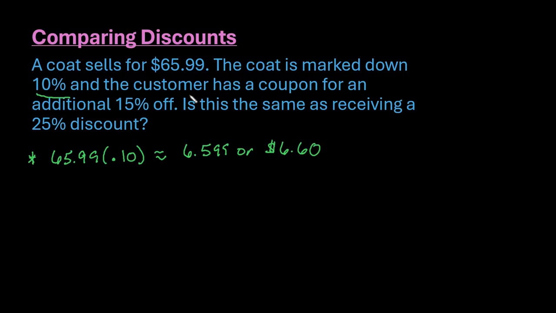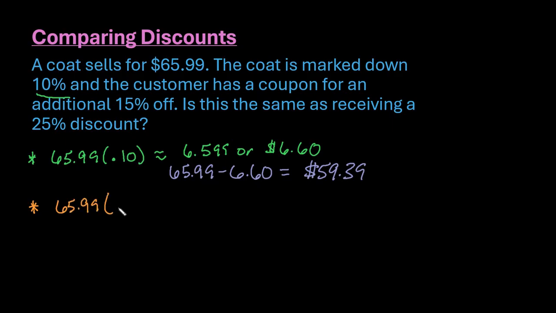So then to find the price, we would do $65.99 minus $6.60, and we get $59.39. So with the 10% off discount, the price is $59.39. Okay, the other way that you could have calculated it, which is what I typically do when I'm out shopping, is instead of saying that I'm getting 10% off and having to do the math where I subtract, I know that I'm paying 90%. So if I multiply this by 90%, it will give me the same answer. I'll still get the same $59.39.